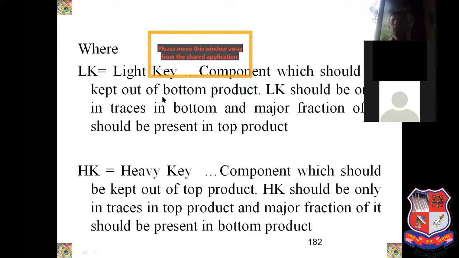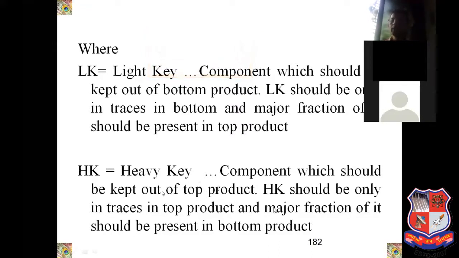So now we have to define. This is the most important aspect when you are going to design a distillation column using the Fenske-Underwood-Gilliland equation, or shortcut method, the FUG method. If you make a mistake in this key component definition, then definitely your whole calculation may go wrong. So what are LK and HK? LK is the light key component which should be kept out of the bottom product. LK should be in traces in the bottom, and the major fraction should be recovered in the top product. And HK is the heavy key component which should be kept out of the top product. HK should be in traces in the top product and the major fraction in the bottom product.